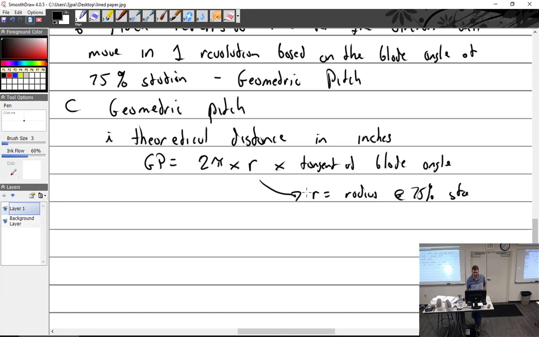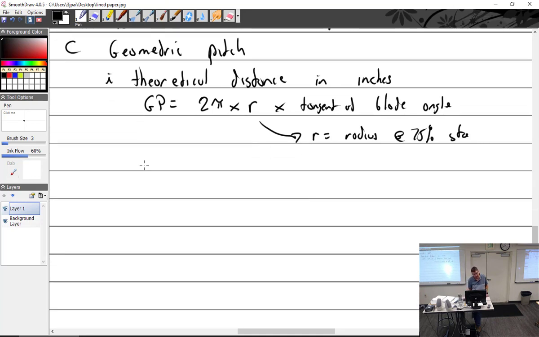So all right, if we had a blade angle of 20 degrees, where would I measure that? At the 75% station. We'll just say that the 75% station happened to be at 30 inches, according to my notes, which would mean that it's an 80-inch prop.